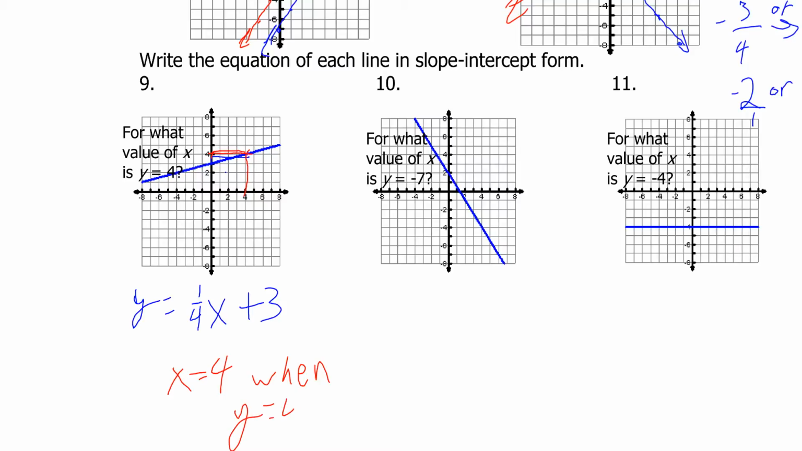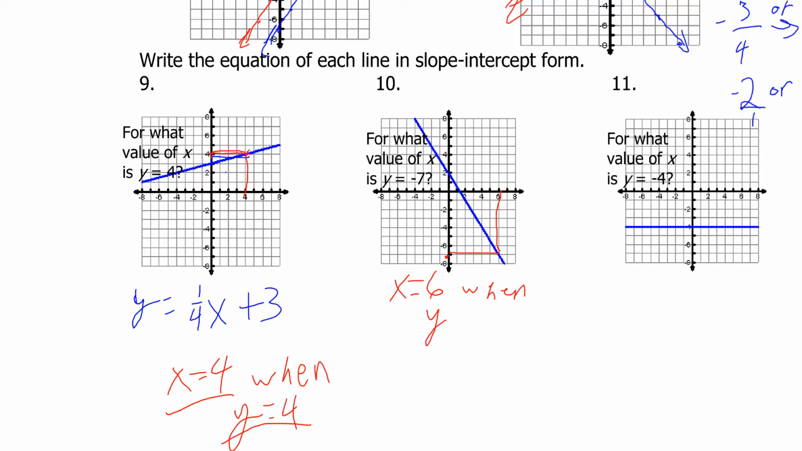Alright, next one. We've got, let's see, for what value of x is y equal to negative 7? So we come down here to negative 7, and we go over to the graph, and then we go straight up. So x equals 6 when y equals -7. Now that's part of the answer.